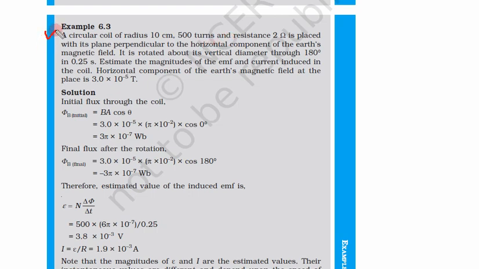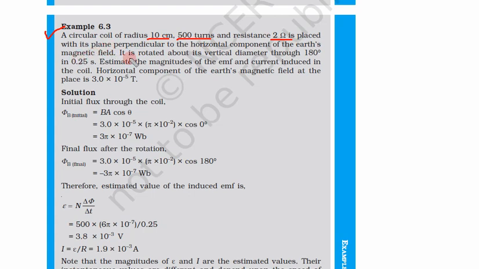Next, let us see example 6.3. A circular coil of radius 10 centimeter. This time we have a circular coil, not a rectangular coil or a square coil. Radius is 10 centimeter, number of turns is 500 and the resistance is 2 ohm, is placed with its plane perpendicular to the horizontal component of Earth's magnetic field.